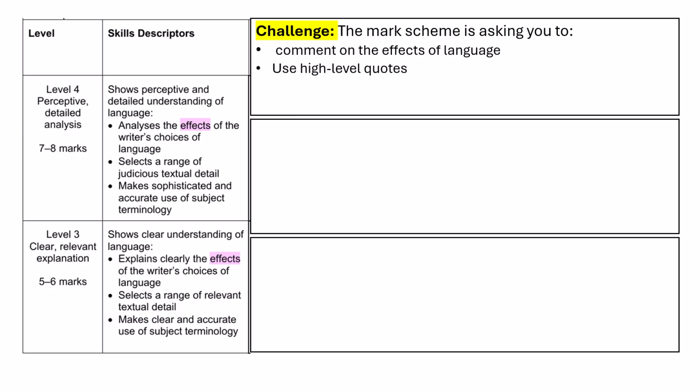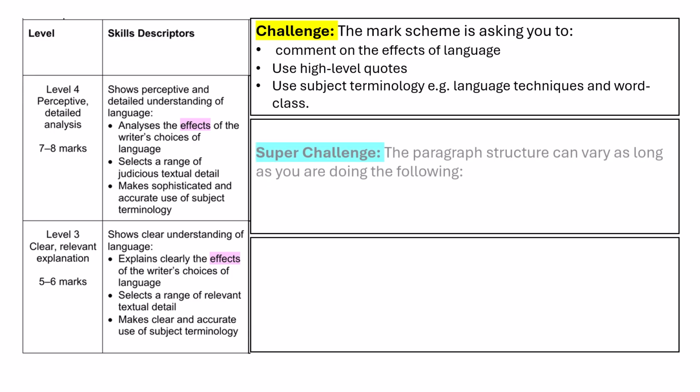You need to use high-level quotes. Now this can be a little bit confusing. What is a high-level quote? Well, a high-level quote is one that I would class as judicious, one that is going to give you many things to talk about and allow you to talk about the effects in a lot of depth. Next, use subject terminology. So you need to use language techniques and word class as well. It's not good enough that you're just using quotations. If you're not backing that up with key terminology, you're just not going to get a high mark.